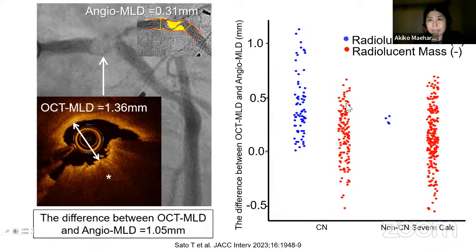The blue color indicates angiographic radiolucent mass. Number one, if you see the radiolucent mass, most likely those are calcified nodules. Number two, if you have the radiolucent mass, there is more likely a big discrepancy between the angio and OCT. Therefore, this is quite important because once we start treating the calcified nodule, the outcome is poor. Before treating, it's quite important to confirm that it's causing the ischemia, because many times the angiographic appearance overestimates the stenosis.